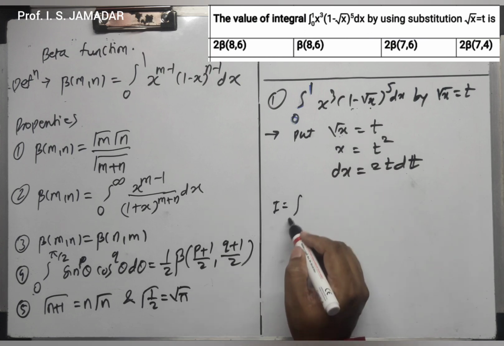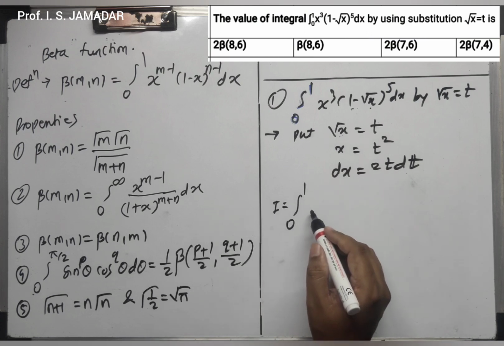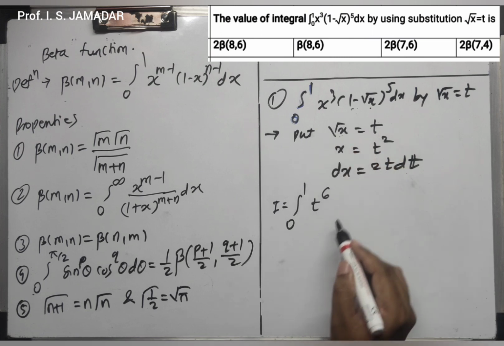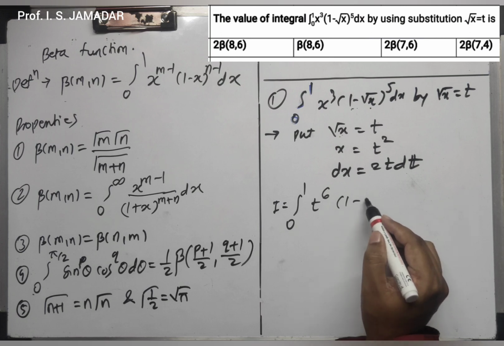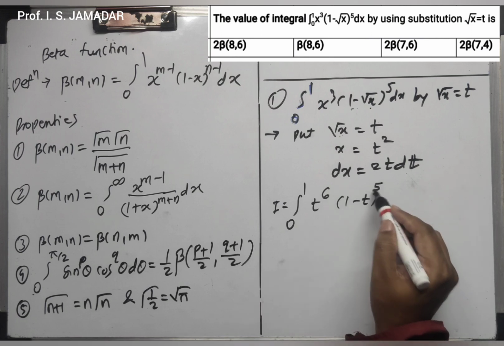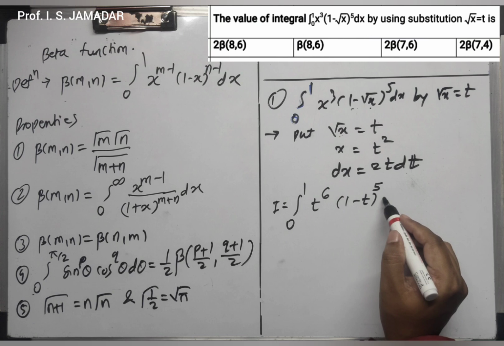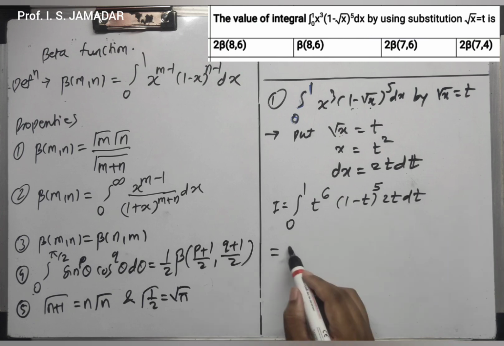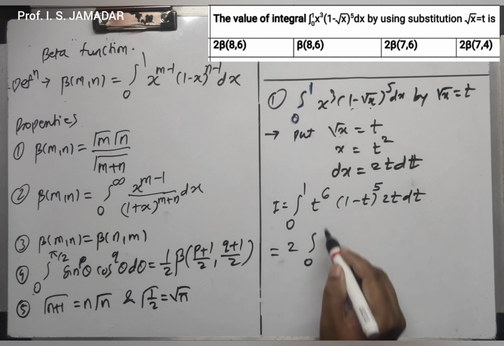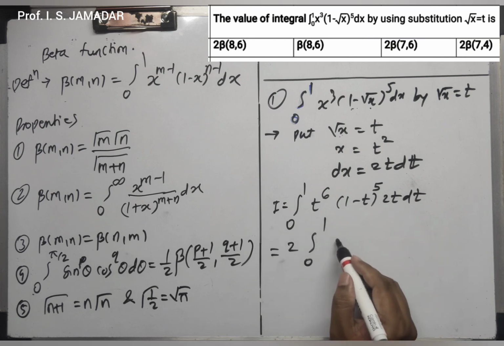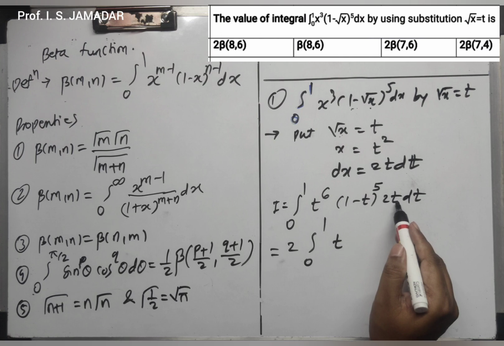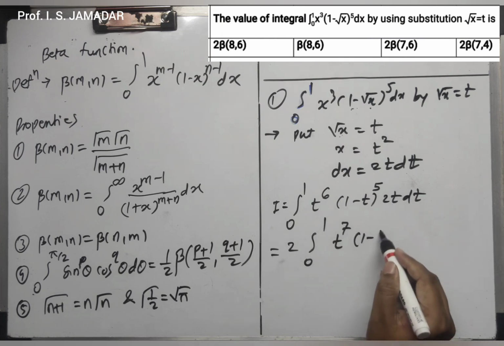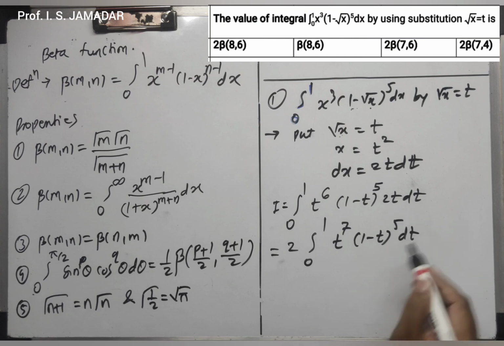This integral I will become integration 0 to 1 x cube, x is t square, so t square cube means t raised to 6, into 1 minus root x, that is t, raised to 5, into dx. What is dx? dx is 2t dt. So just simplify this. Taking 2 constant outside, integration 0 to 1 t raised to 6 into t raised to 1, that is t raised to 7 by law of indices, into 1 minus t raised to 5 dt.